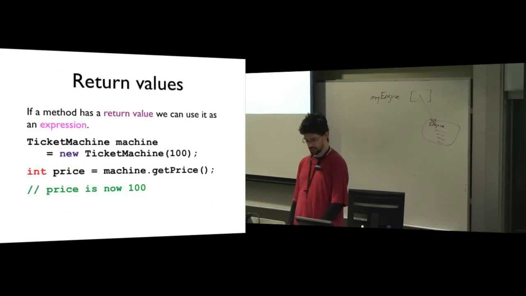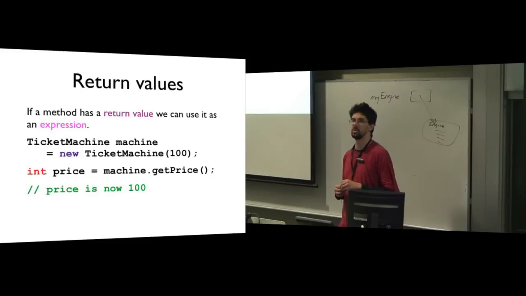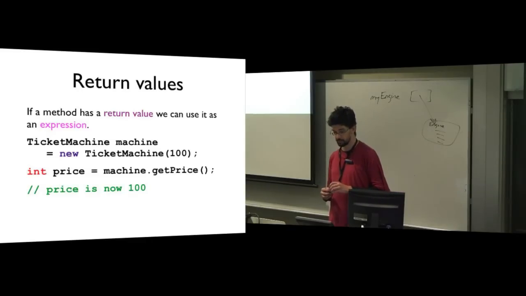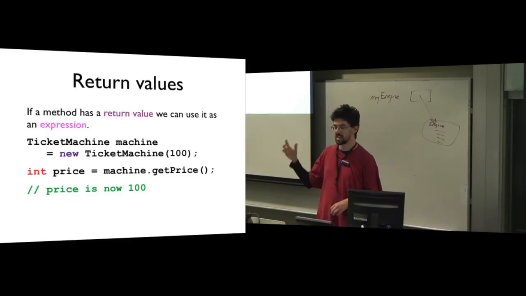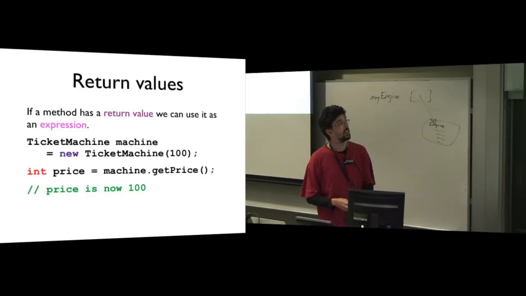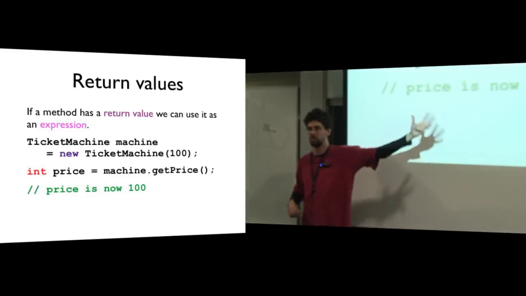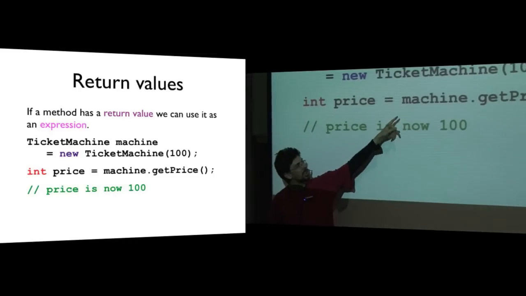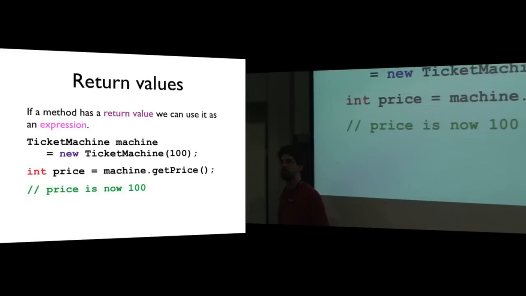The last thing I want to say is that when we have a return value on a method, we can also use a class as a return value. But that's not what I want to say. If we have a method that returns a value, we can use that method as an expression. So if you remember our ticket machine, we had a getPrice method, which was the accessor method that returned the price. So this method returns an int. We can call that method, get that int, it returns a value 100, and we can then assign that value to a price variable.